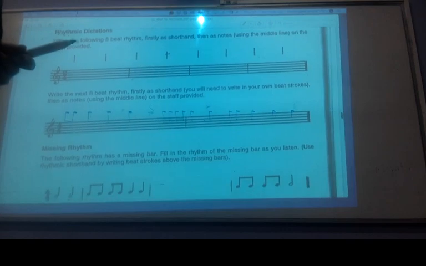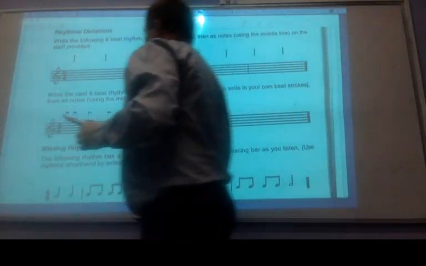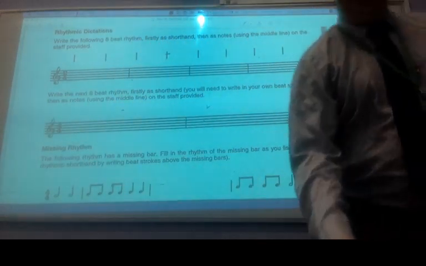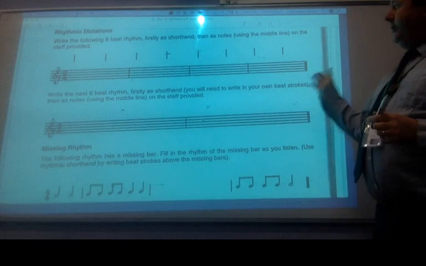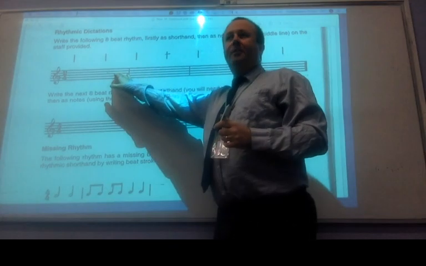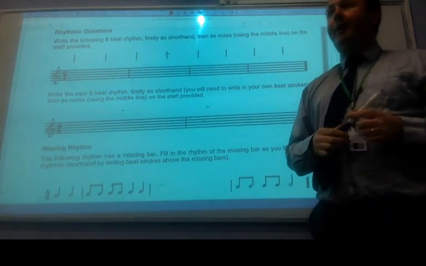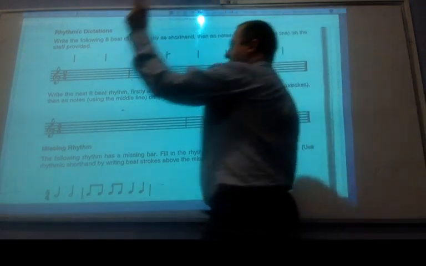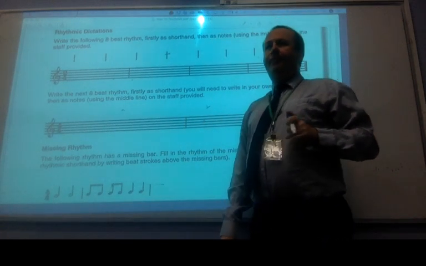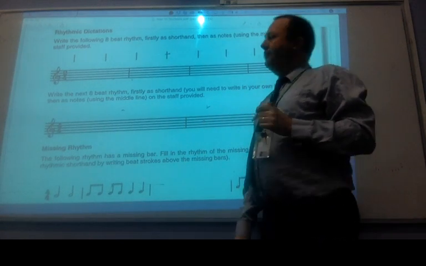So this is where we are getting to the stage now where we will be dictating a rhythm using this methodology. So, how does it work? Firstly, you'll notice that we've got stave lines for the first time for a rhythmic dictation. So the expectation is your final answer will be notes on the stave. Shorthand on its own, in whichever method you've used, is no longer acceptable.